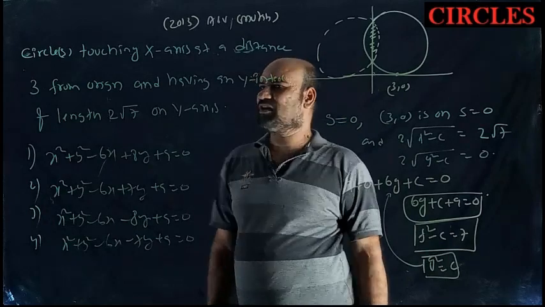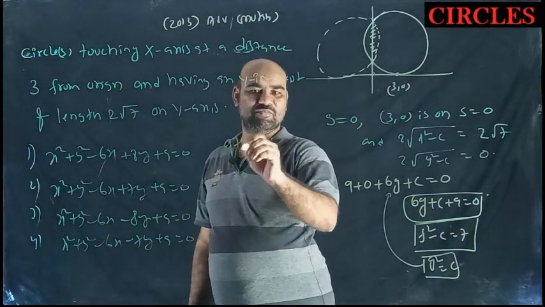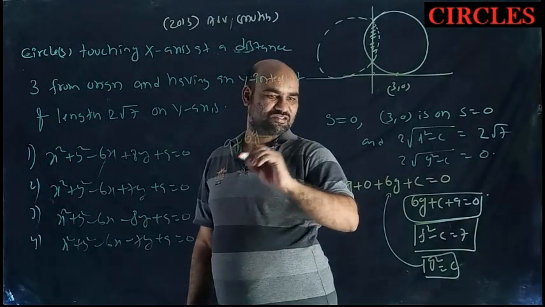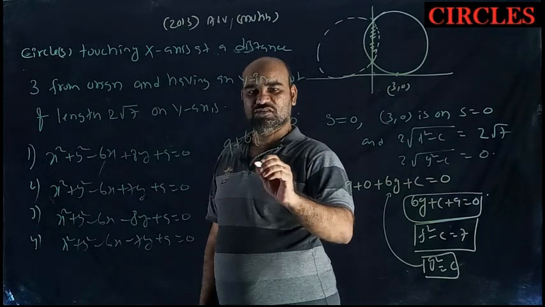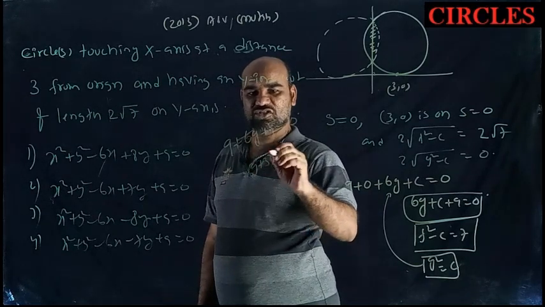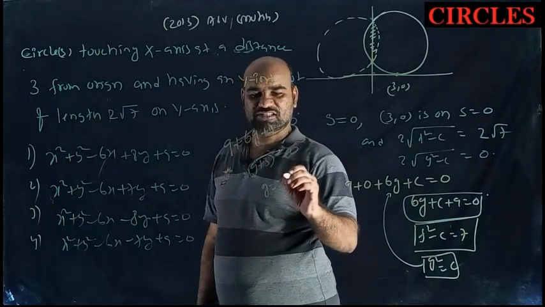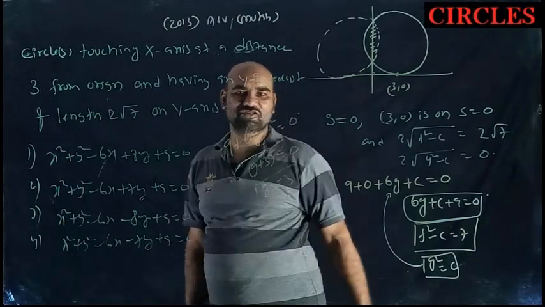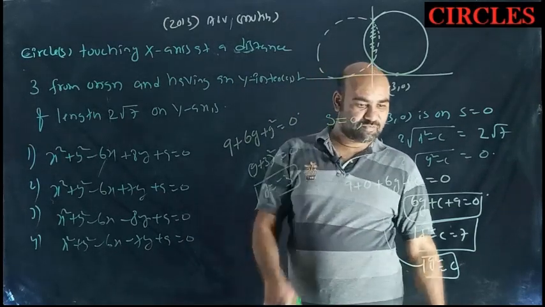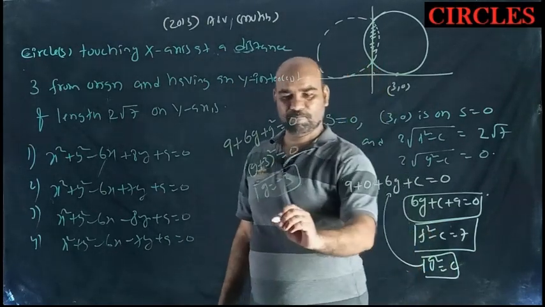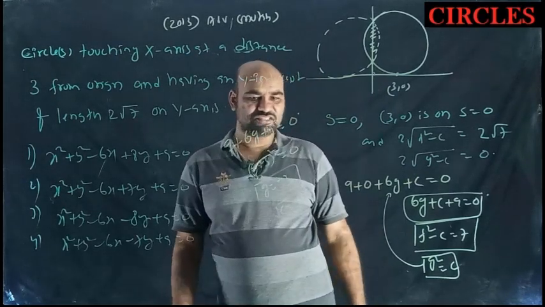Okay, 9 plus 6g plus g square equal to 0. So (g plus 3) whole square equal to 0. g is equal to minus 3. Now we got the x coordinate of the center of the circle. g equal to minus 3, and c equal to 9.